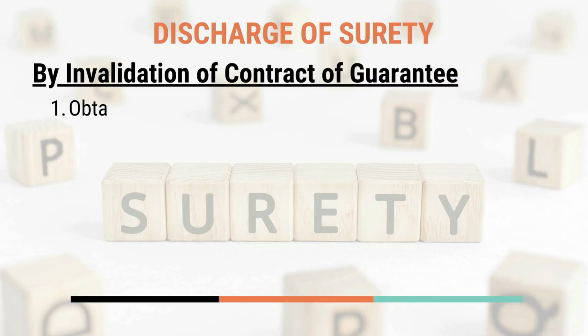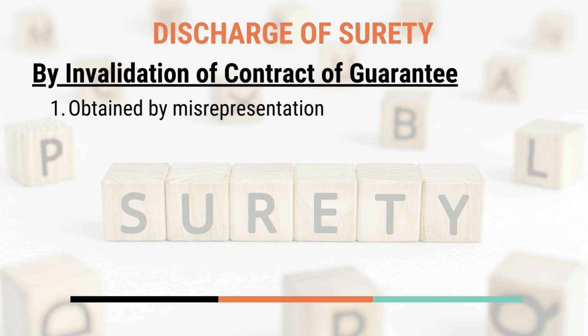Third is by invalidation of contract of guarantee. So invalidation is done with the help of these four methods. In case there is any contract of guarantee which is invalid, unenforceable, illegal, then the role of surety is assumed as over, as completed.